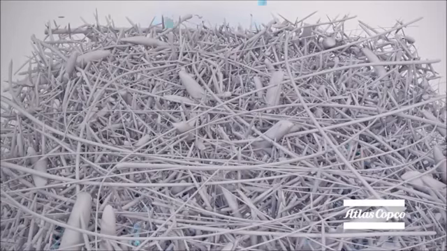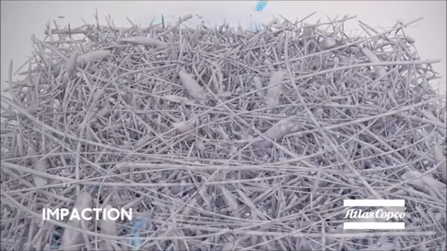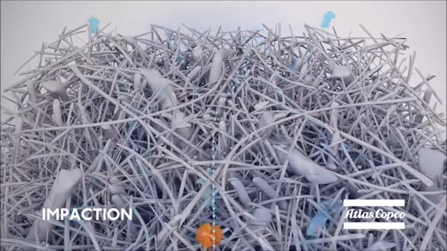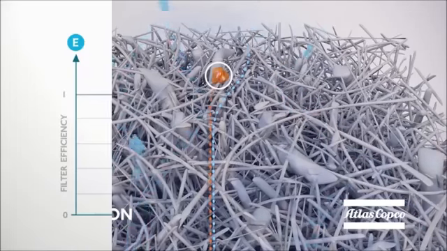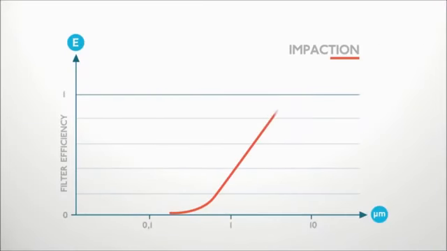The first mechanism is inertial impaction. The unclean air flows through the filter media, but the heavier particles don't follow the gas flow streamlines because of their large inertia. Instead, they travel along a straight path until they collide with a fiber and are thus removed from the air. Impaction becomes more important with increasing particle size.